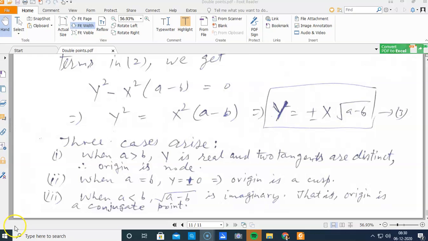I hope you have now understood the concept of double points, and I have given you enough questions, so you try them out yourselves. Okay, thank you.